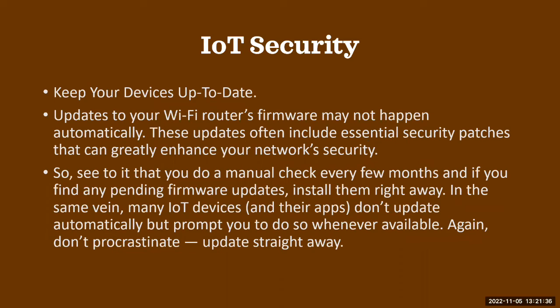You'll want to keep your devices up to date. Your Wi-Fi router's firmware may not update automatically. These updates often include essential security patches that can greatly enhance your network security. So see to it that you do a manual check every few months. And if you find any pending firmware updates, install them right away. In the same vein, many IoT devices and their apps don't update automatically, but prompt you to do so whenever updates are available. Again, don't procrastinate. Update straight away.